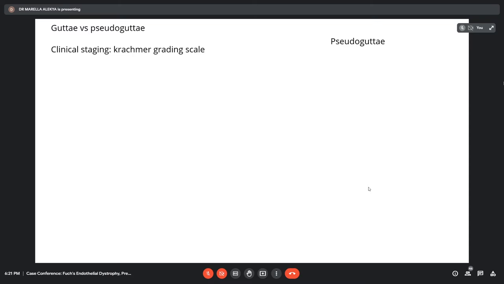Okay, discrete guttae, confluent guttae, and then edema. These are the three main features that we should remember. And one can overlap the other. That is also fine. Before edema, the patient will have morning blur. That is why it is important to ask everybody for morning blur. That's what I wanted to elicit.